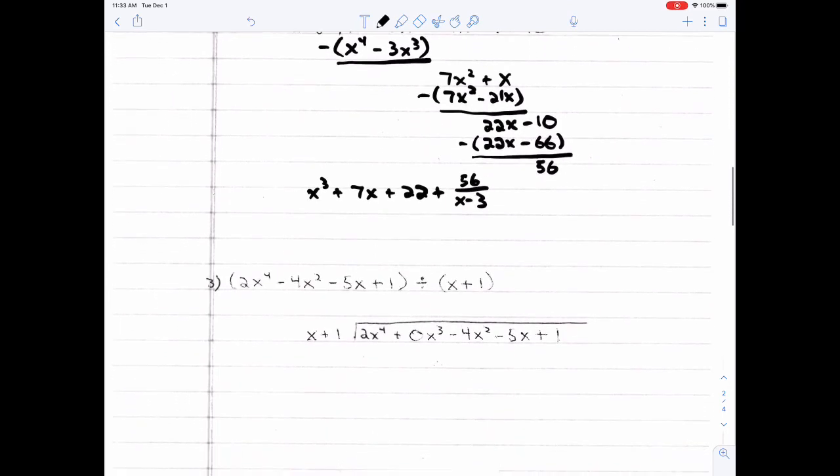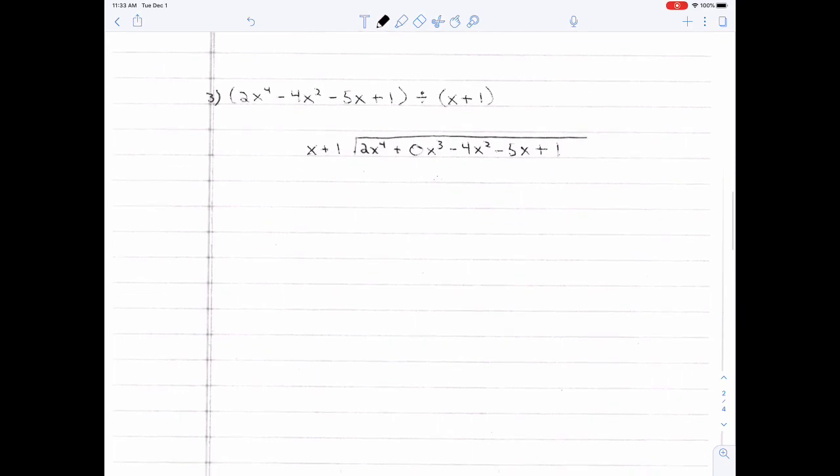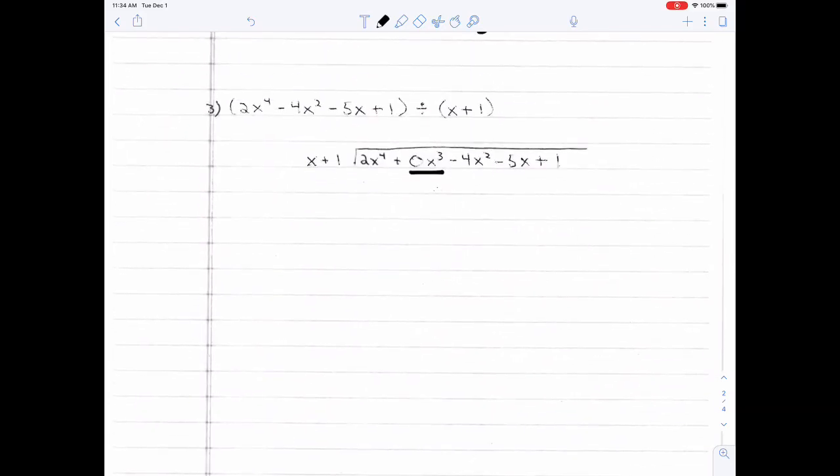Okay? Now, about the only other thing I'm going to show you that you have to be careful of is in problem number 3. Notice we have an x to the fourth and we have an x squared, but we're missing an x cubed. You have to supply the x cubed in the dividend. And notice, how many x cubes do you have? You have 0x cubed. So we have 2x to the fourth plus 0x cubed minus 4x squared minus et cetera, et cetera. You have to supply that 0x cubed. And once you do that, it's just the same thing as all the other ones.